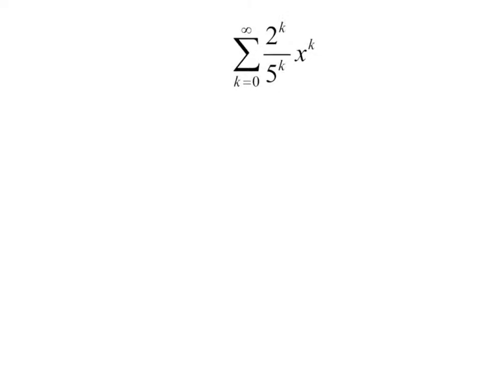In this video, I'm going to talk just a quick review of interval and radius of convergence. So you can see I've got 2 to the k over 5 to the k times x to the k. So certainly a geometric series. With this, I could write as 2/5 to the k if I wanted to, and x to the k.